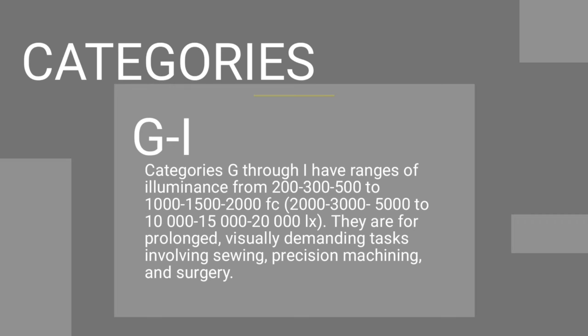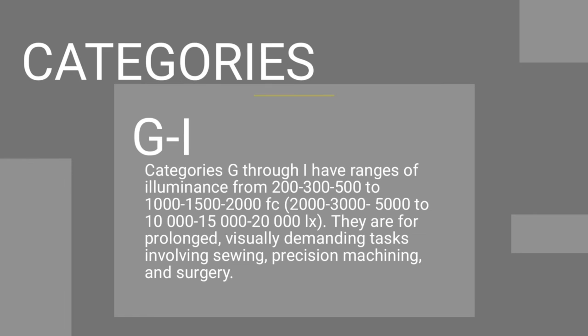Next is the category G through I. It has a range of illuminance from 200, 300, 500 to 1000, 1500, 2000 FC. They are for prolonged visual demanding tasks involving sewing, precision machining, and surgery. There is a G through I na category. Mao na siya ang mga task or diri na mga room ang need kaayo og kusog na lightings.